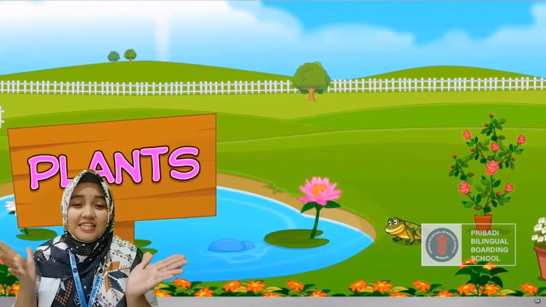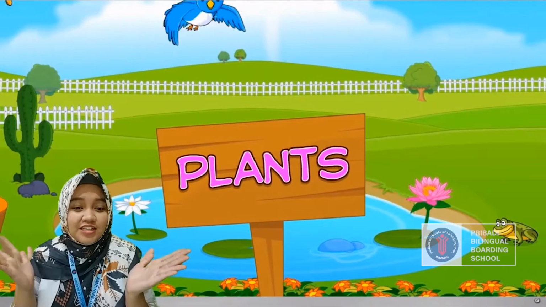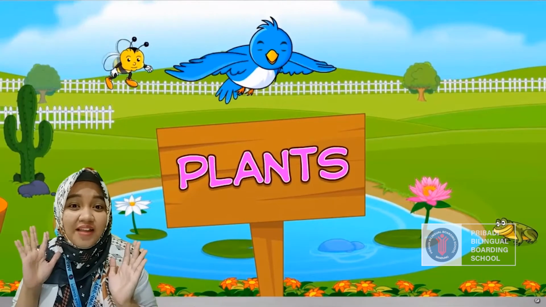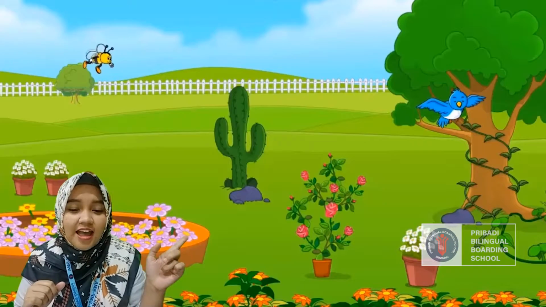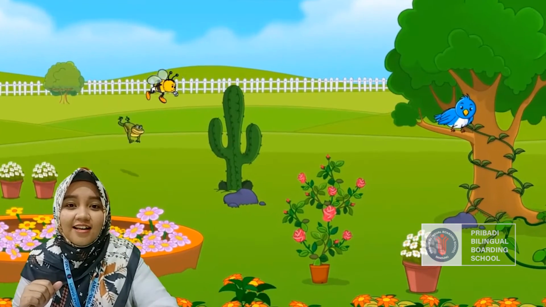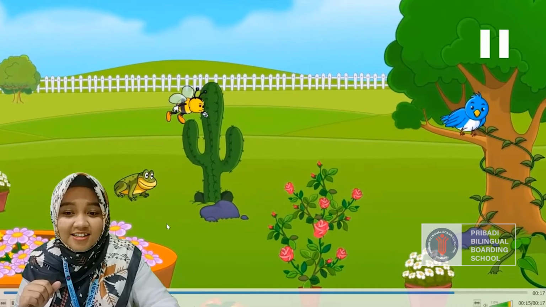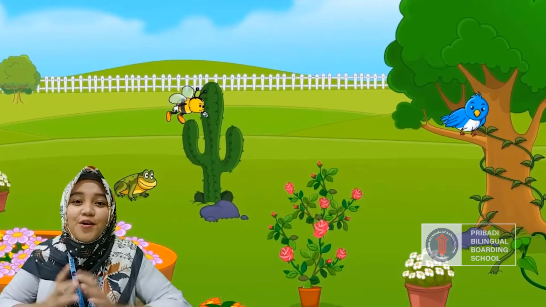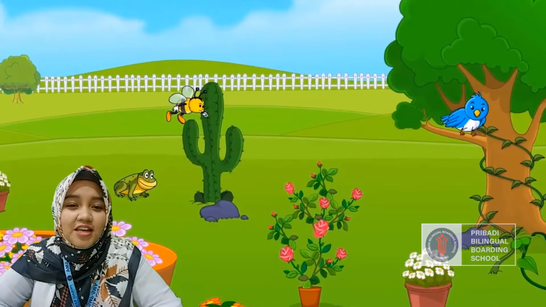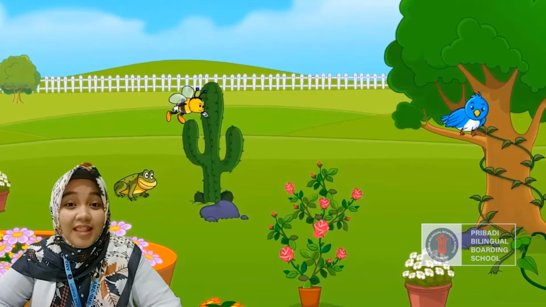Wow, we can see many different types of plants here. Can you mention what they are? Yes, there is a lily pad, and then a cactus, a rose, and a tree. There are so many different types of plants.